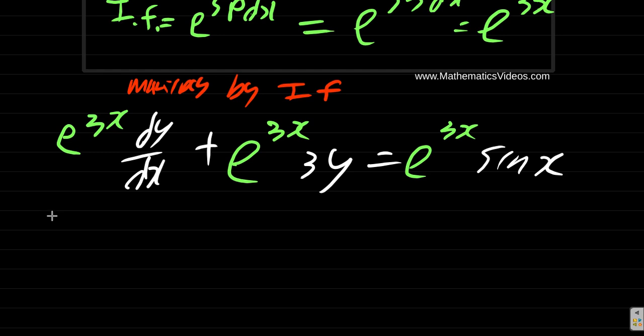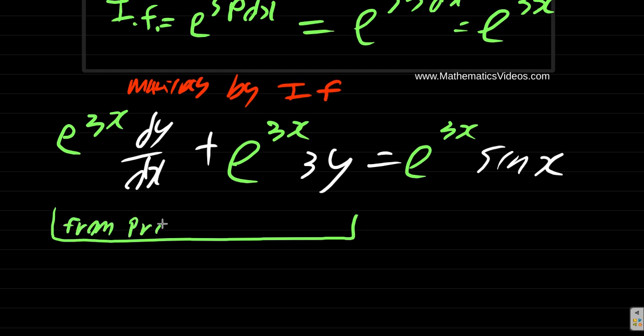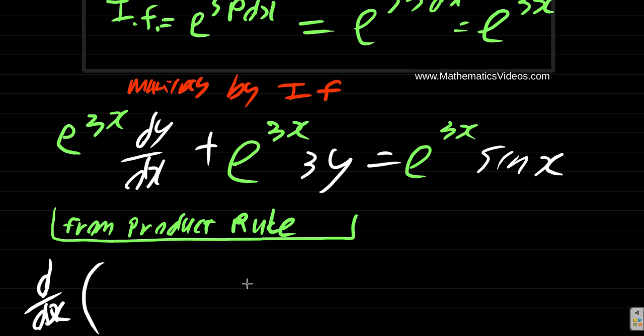Now the next thing, you look carefully at this. This is the result of differentiating a product using the product rule. So basically, you're finding the derivative with respect to x of some product. I'll put the product in the bracket. What are the members of that product?